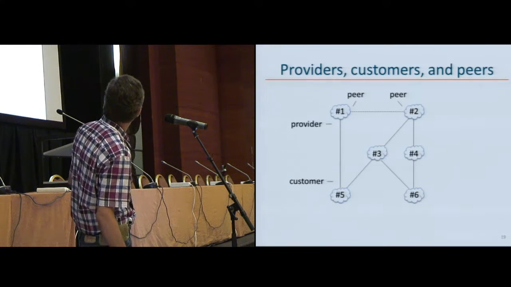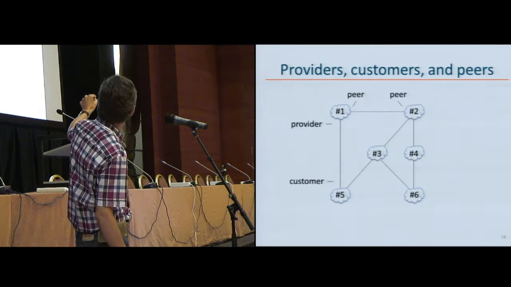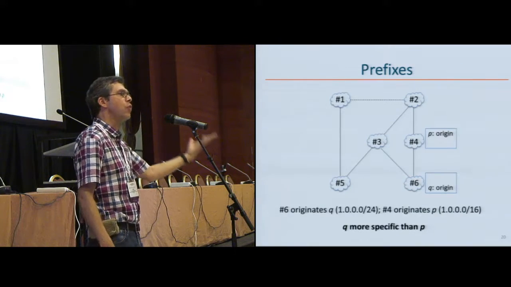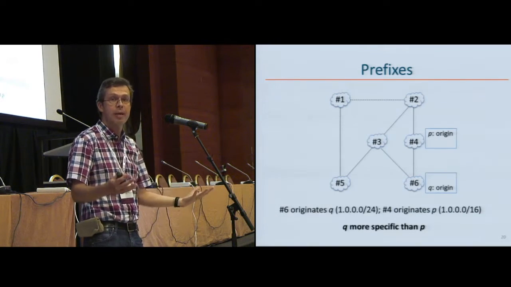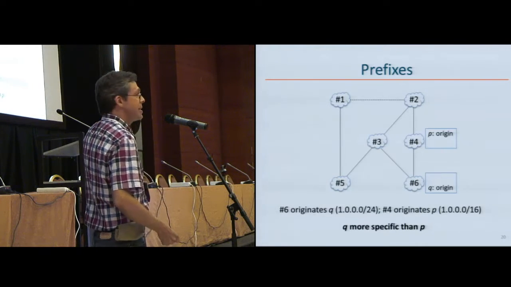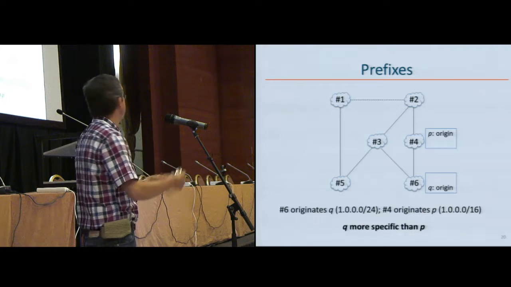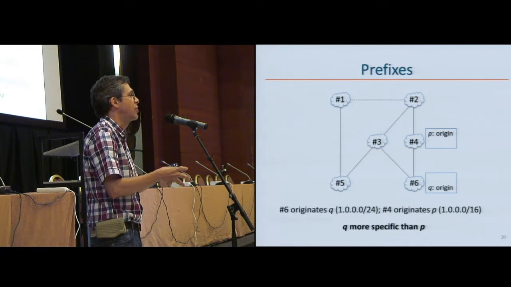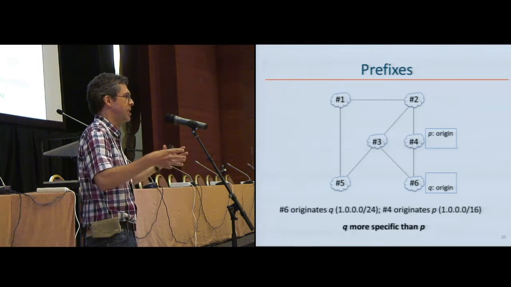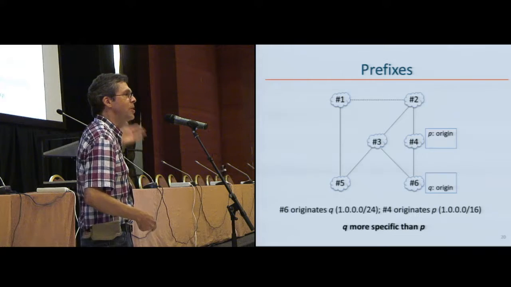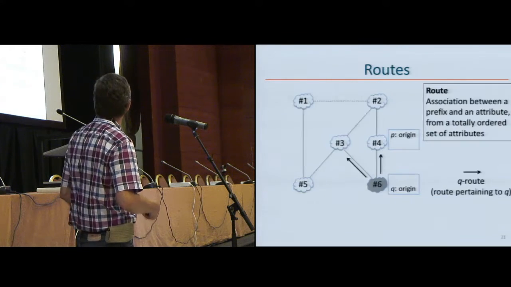AS1 is a provider of AS5. AS3 is a provider of AS5 and AS6. Now let's suppose AS4 acquired some address space, which is summarized by a prefix P, and that AS6 bought some address space from AS4, and that address space is summarized by prefix Q. So prefix Q is more specific than prefix P. Let's see how prefix Q is propagated throughout the network.